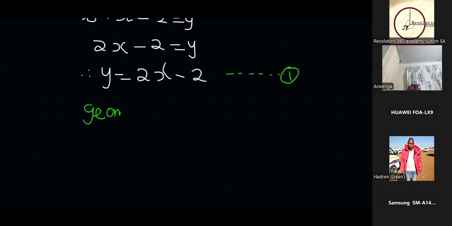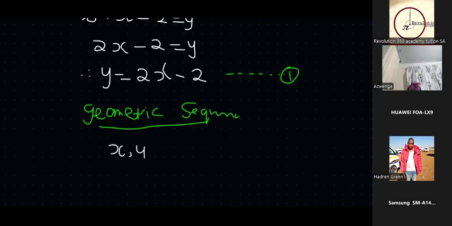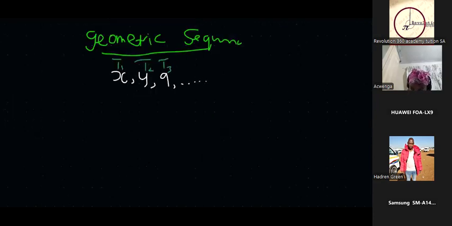Geometric sequence. Since it's now a geometric sequence, and they said this is the last three terms, you're going to take the last three terms of that sequence, that is x, comma, y, comma, 9. Just like that. And don't forget that this is T1, that is T2, that is T3. Then since this is geometric, we now find the common ratio. How do you get the common ratio? Common ratio is T2 over T1 equals T3 over T2.